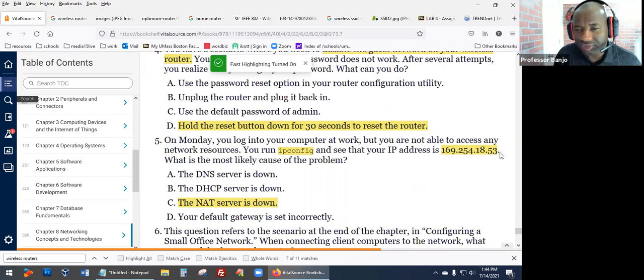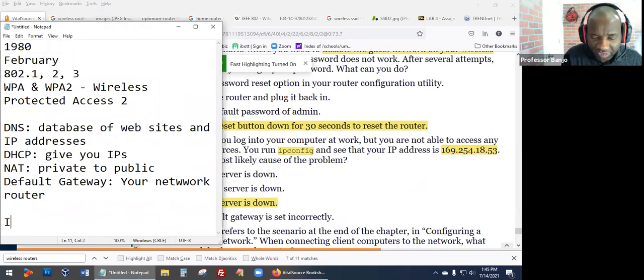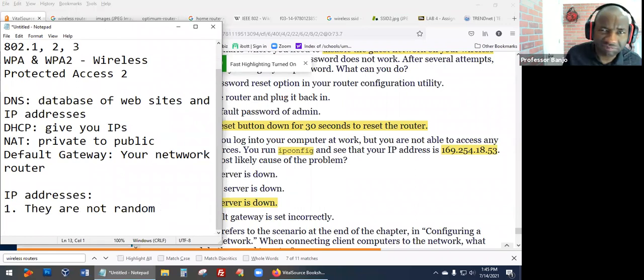So let me show you something here. So you see this IP address? I think we should talk about this right now. Let's talk about this IP address because I'll try to get as much detail for you guys as possible. So IP addresses, the last class we talked about, are not random numbers, number one. They look like 165.253. Like, what is that?